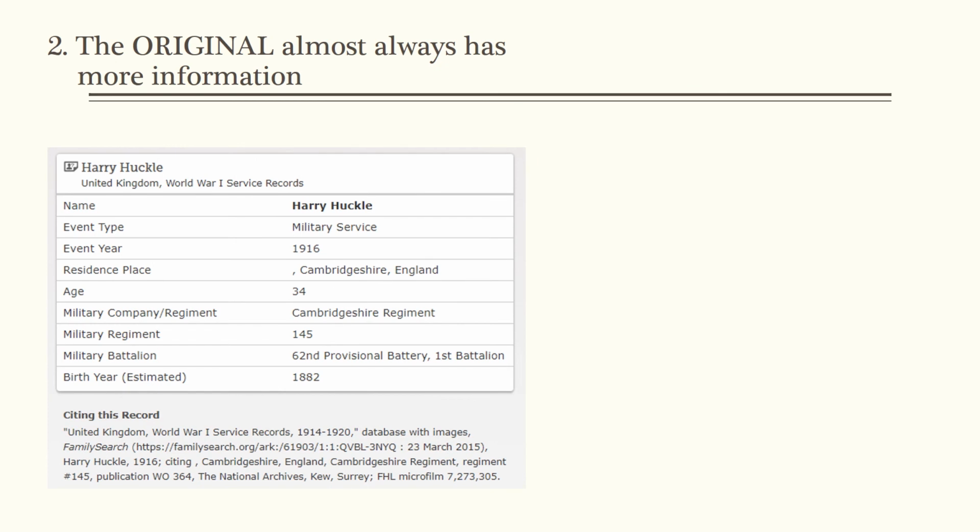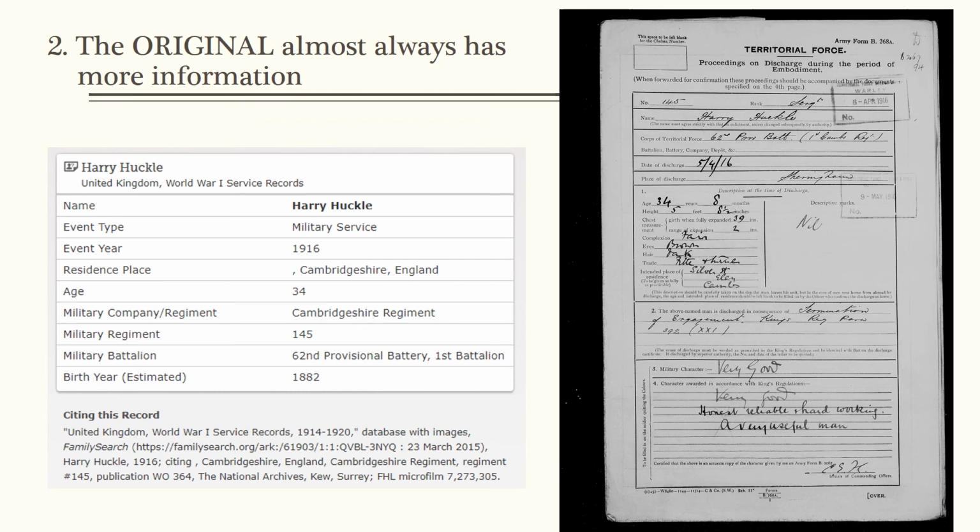Here we see the extraction of a World War I service record for Harry Huckle, with the original on the right. Not only does the original give a physical description of Harry, but also comments on his character. It states his character is very good, that he is honest, reliable and hard-working, a very useful man. Nice to know that not all my relatives were hung.